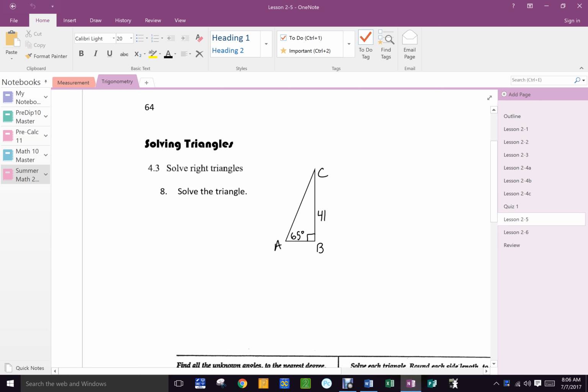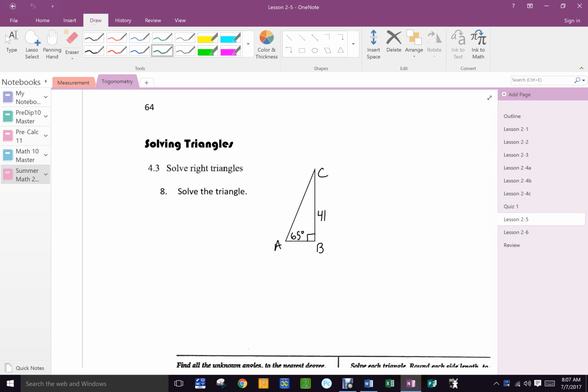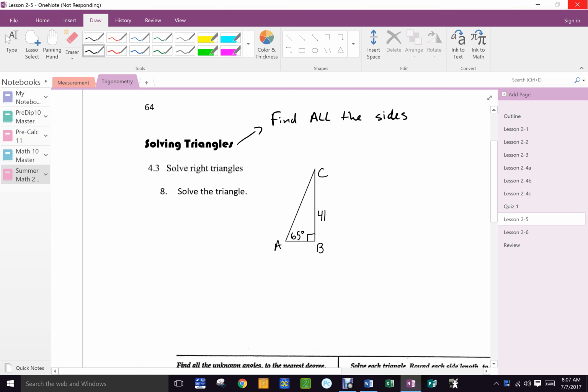And we will start promptly, immediately. Page 64 opens, it is called solving a triangle. Solving a triangle is very simple. All it means is you find all the sides and you find all the angles.